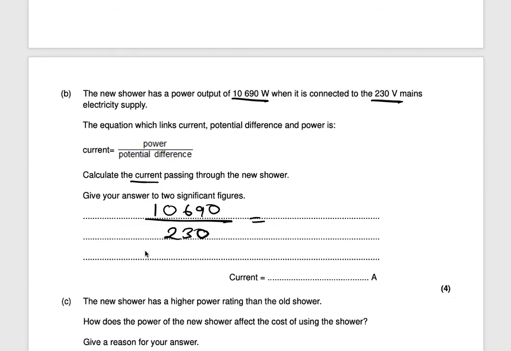So 10,690 divided by 230 is going to give you an answer of 46.47826 and so on. It says to two significant figures, so it's going to be 46 amps for 4 marks.